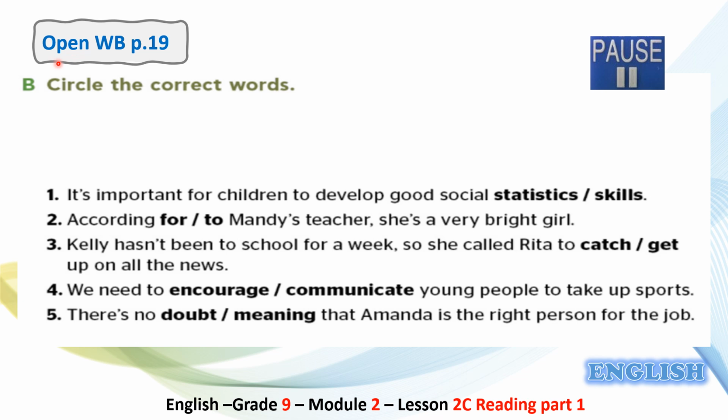And now, please open your workbooks, page 19. We are going to start solving exercise B. Circle the correct words. And now let's answer the first one together, and then we are going to pause the video. Number 1. It's important for children to develop good social statistics or good social skills. What is the answer? The correct word is skills.